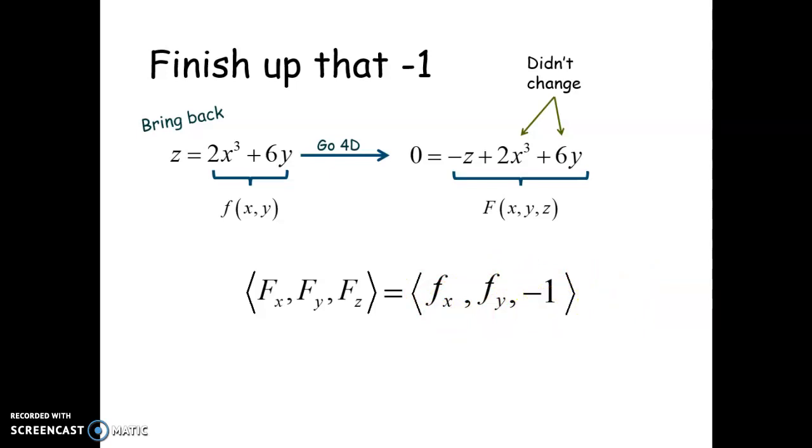The -1, just think of it as a special case of just using the capital F. So that's all we're looking at, just a special case because we're able to solve for z.